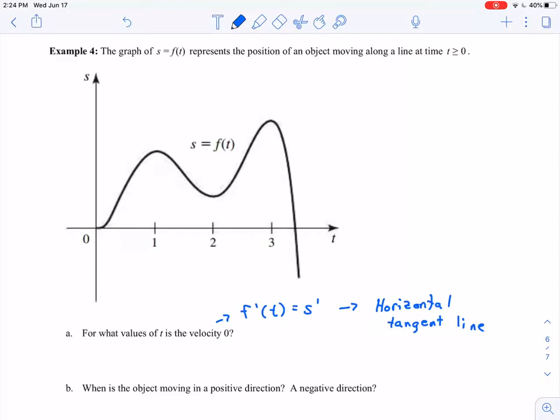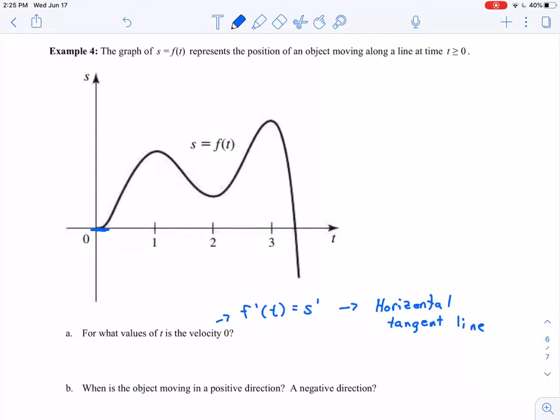So let's see. It looks like I have a horizontal tangent line. I bet you could make the argument here at 0 that I have a velocity of 0. It is kind of hard to see right here, and I think you could make the argument either way. I think I would probably say that the velocity is 0 at 0 though.